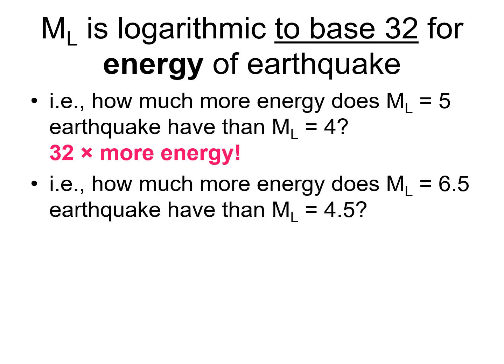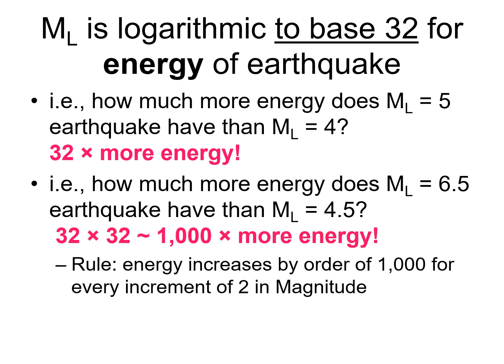How about if we were to increase 2 magnitude units? For example, how much more energy would an earthquake of magnitude 6.5 produce compared to an earthquake of magnitude 4.5? The reason I don't show a bar graph here is because the bar graph for magnitude 6.5 would extend way past the top of the slide. This earthquake would contain 32 times 32, or about 1,000 times more energy than a magnitude 4.5. In fact, this is a good way to remember the relationship between energy and magnitude. The energy released increases by about 1,000 for every 2 increments in magnitude.